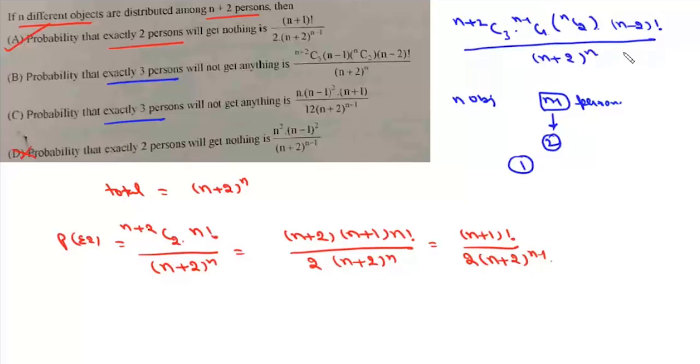Now the required probability will be over the total number of cases, which is n plus 2 to the power n. So this probability is (n plus 2)C3 into (n minus 1)C1 nC2 (n minus 2) factorial upon n plus 2 to the power n. That means this option B is correct and option C is incorrect. So the correct options are A and B.